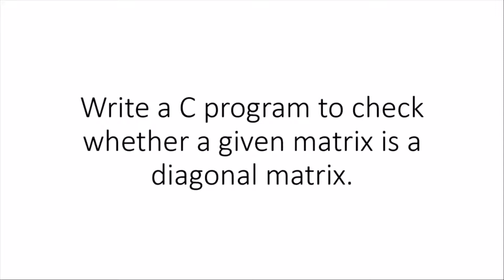In order to check whether a matrix is a diagonal matrix or not, first of all we need to check whether it is a square matrix or not. That is, the number of rows and number of columns must be equal. The property of a diagonal matrix is only applicable to square matrices.